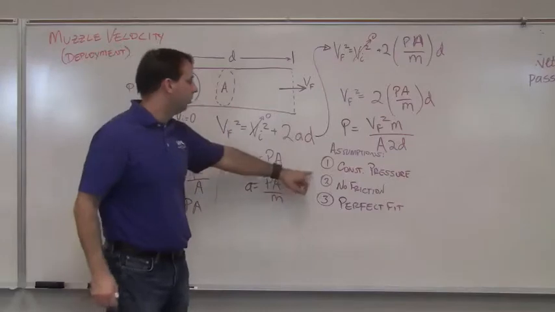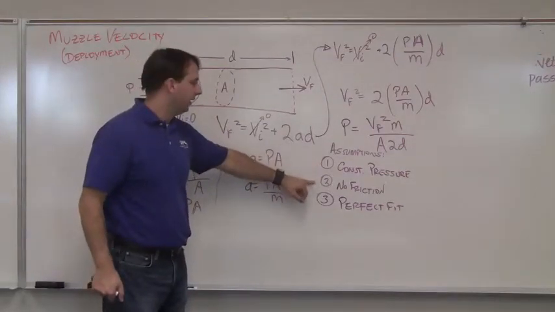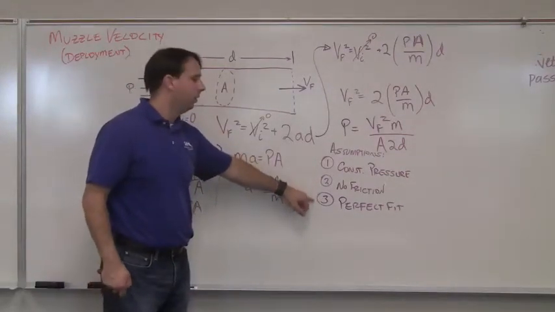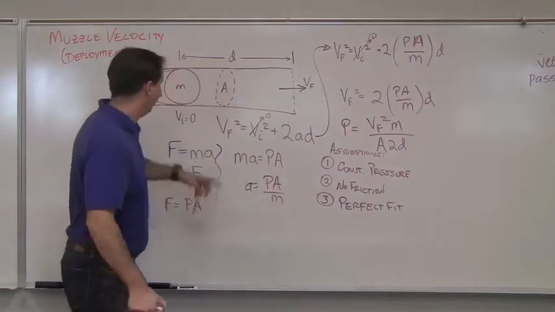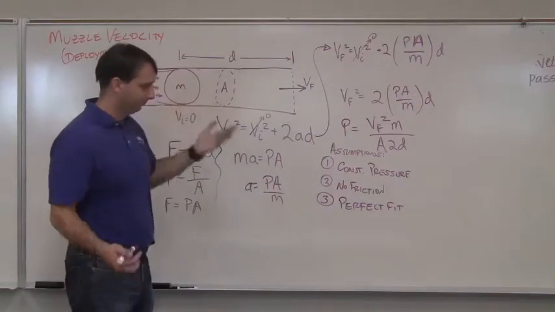Again, it's an okay assumption. Again, what would happen with the first one? The velocity would be a little bit lower. The second one, the velocity would be a little bit lower. The third one, the velocity would be a little bit lower because you'd have a back pressure. The second one, you'd have friction.